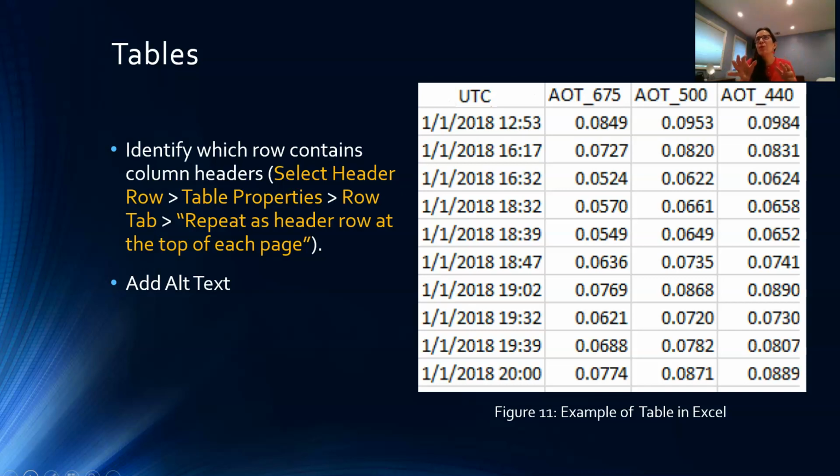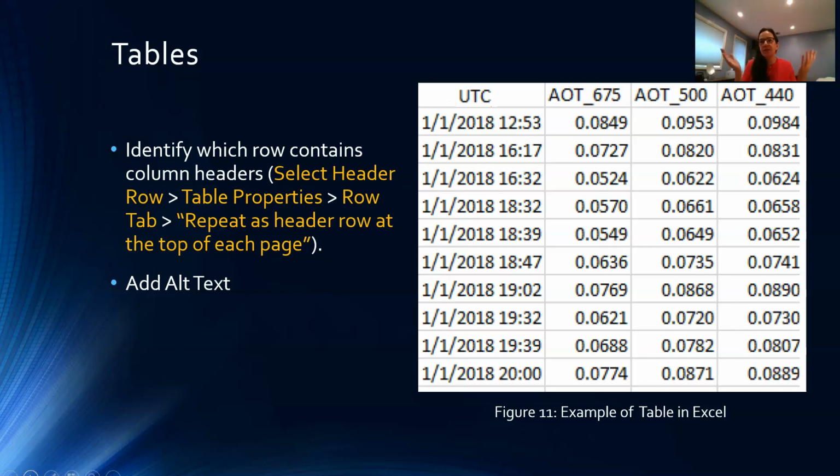line is that this would allow the screen reader to tell the user, okay, for the UTC of January 1st, 2018 at 12:53, the AOT at 675 value is that, AOT 500 is that, and AOT 440 is that. So it will be able to read the header first before saying the value in each cell.